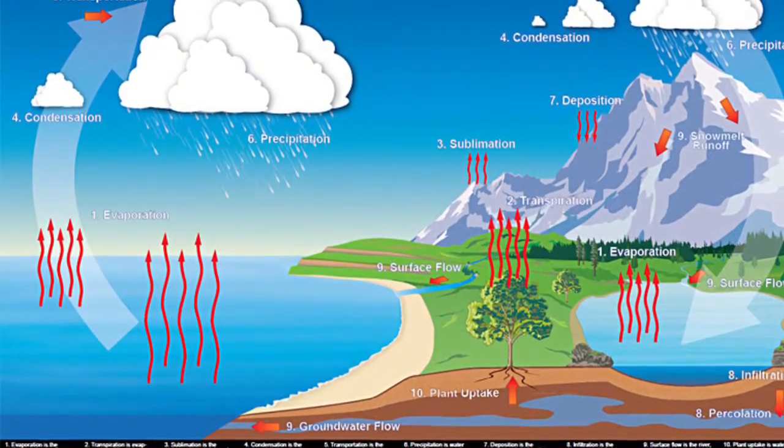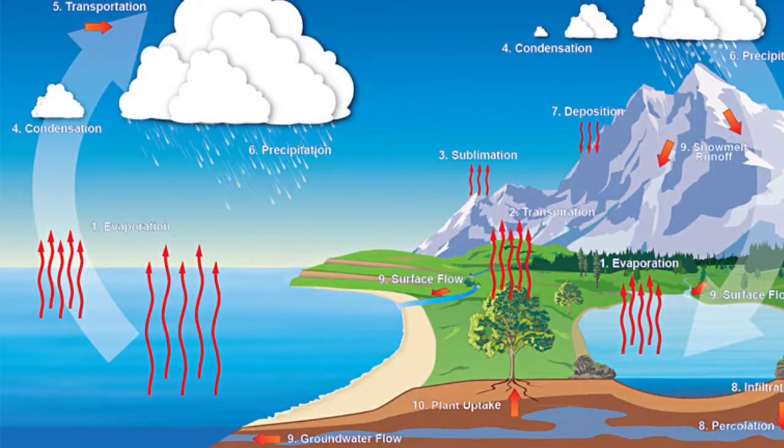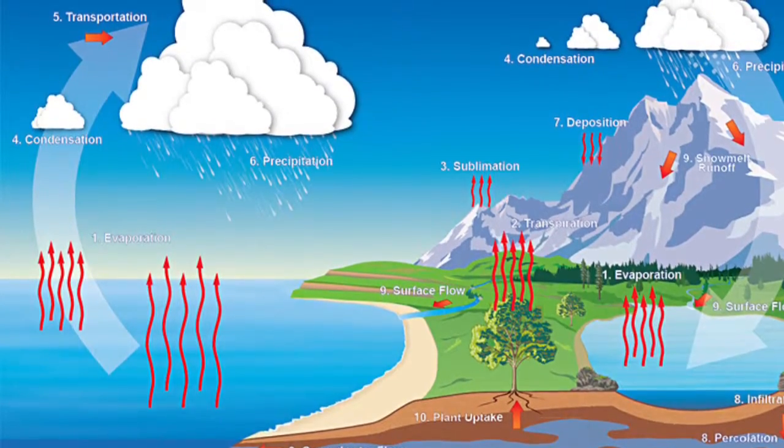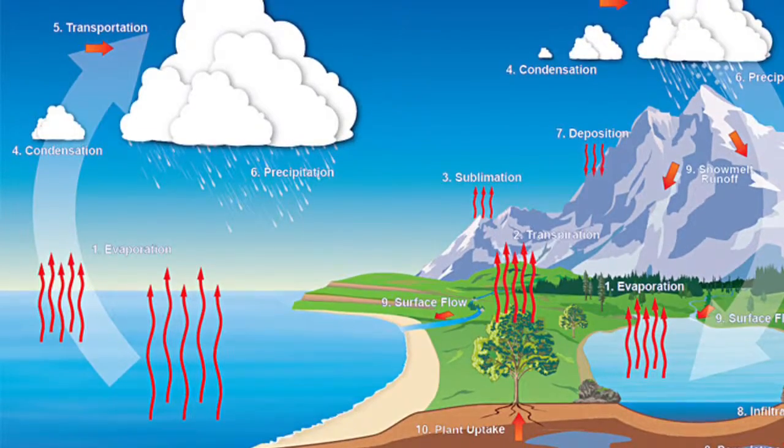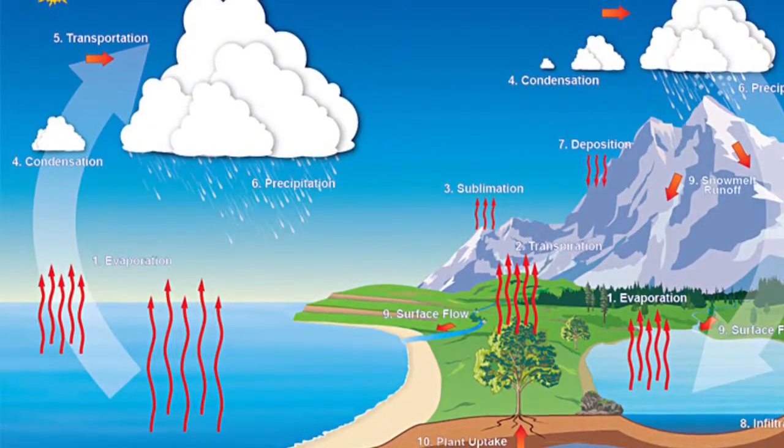There are 7 ways that water gets cycled, and these are evaporation, condensation, sublimation, precipitation, transpiration, runoff, and infiltration.